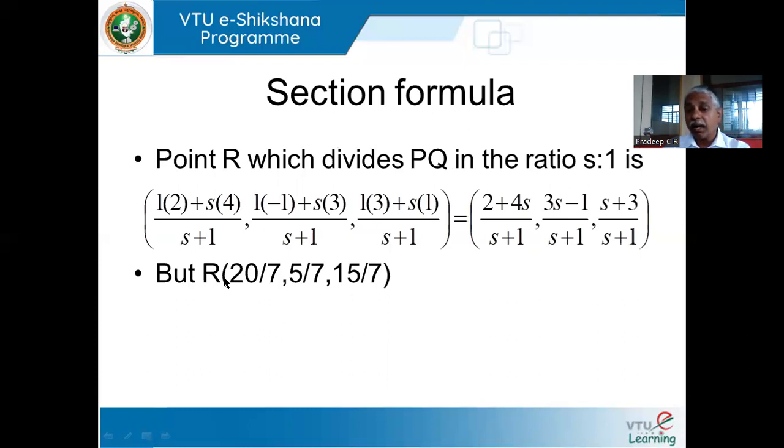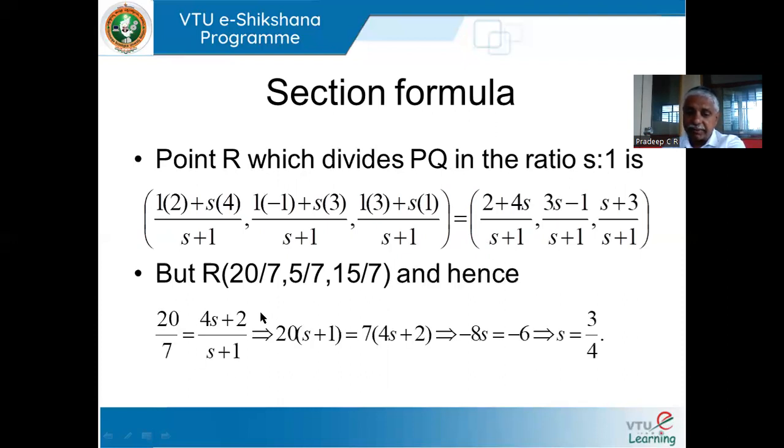But I know R is 20 by 7, 5 by 7, 15 by 7. So the X coordinate of R must be 20 by 7, this point. So 2 plus 4s doesn't look nice, so we write it as 4s plus 2. 4s plus 2 by S plus 1. This means you cross multiply: 20 into S plus 1 is equal to 7 into 4s plus 2. So 20s plus 20 is equal to 28s plus 14, which when you simplify, you get minus 8s is minus 6. So S is 3 by 4.